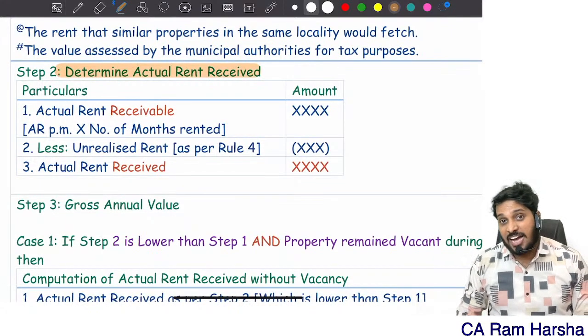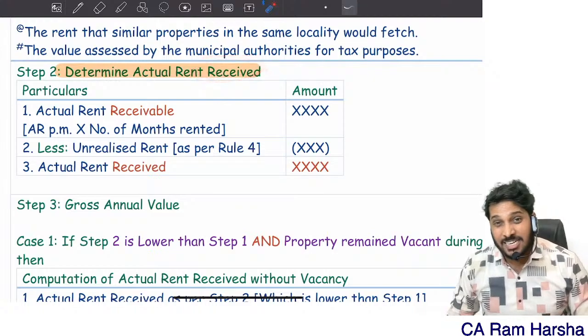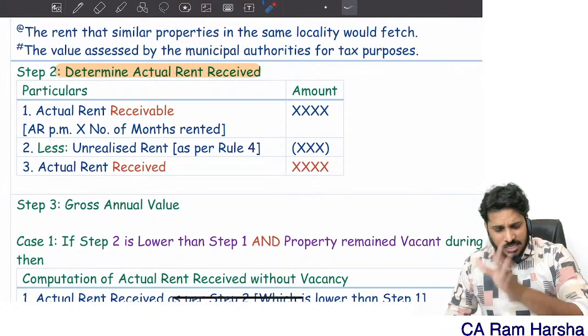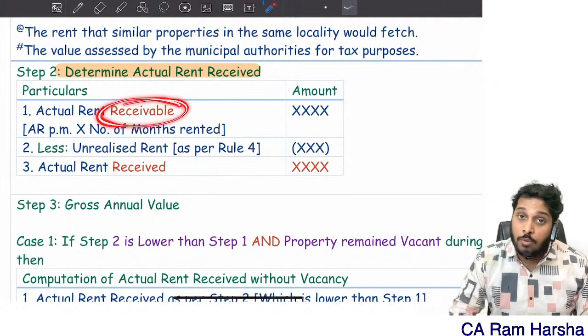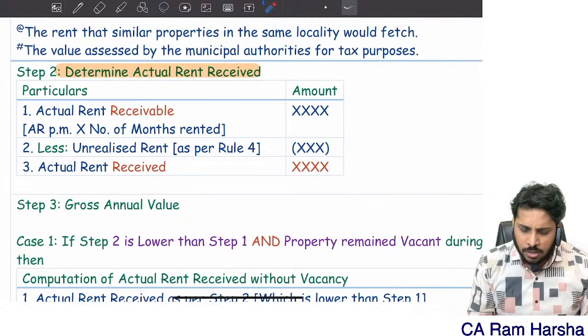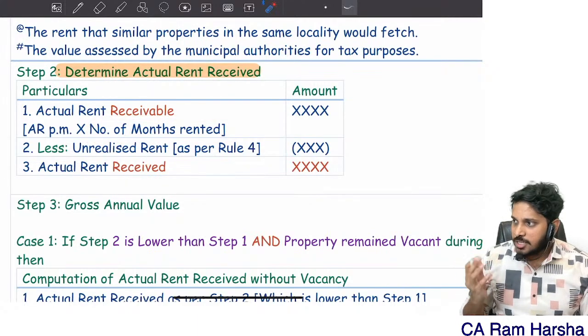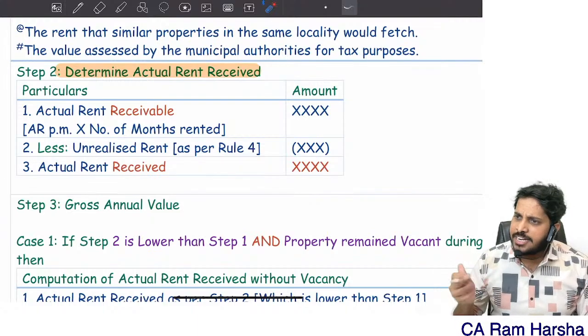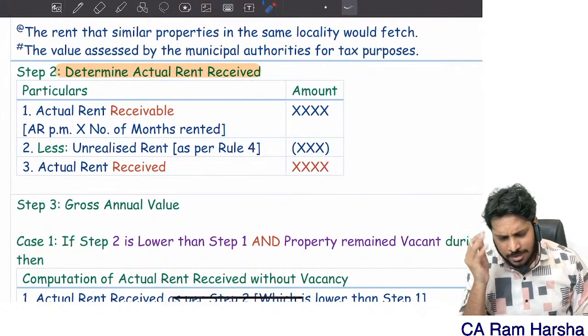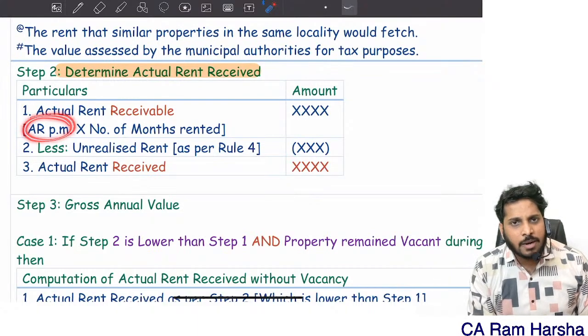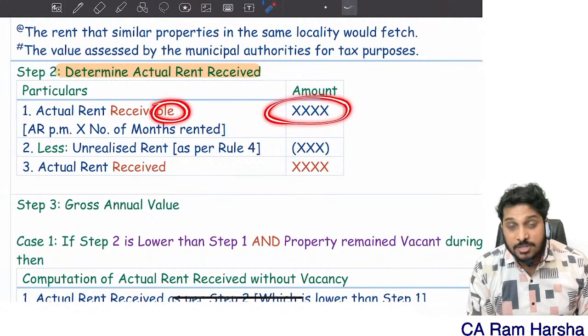Now compute actual rent received. What is received? First identify how much is receivable. Receivable means what? Number of months rented. How many months did you rent the house? Sir, I rented it for 12 out of 12 months, or 10 months, or 8 months. Some number of months you rented, no? What is rent per month?